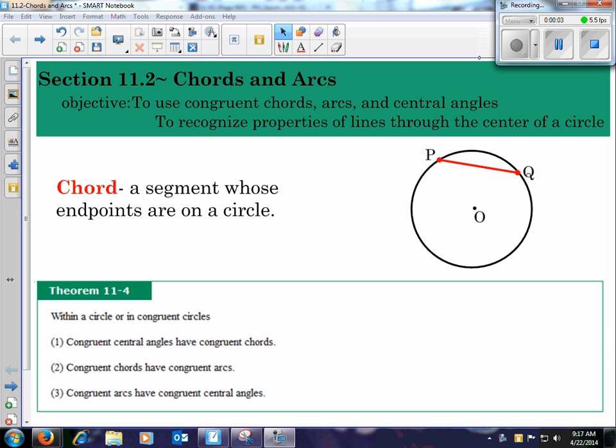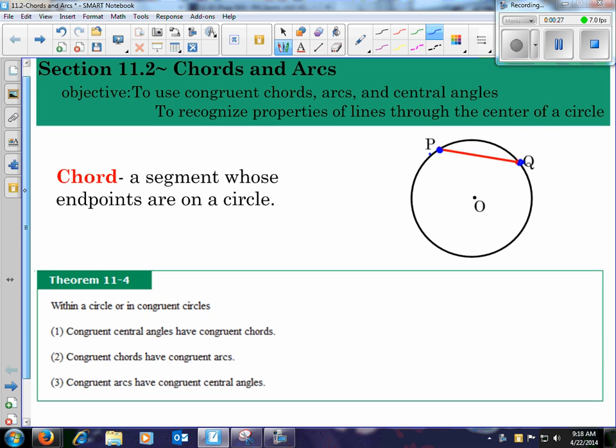Alright, this is section 11.2, chords and arcs. So what we're going to do today is learn about this little line right here. This line is called a chord, and it's a segment whose endpoints are on a circle. So it's never going to extend out to either side. It's always going to stop and have a point that's on the circle right here and here.